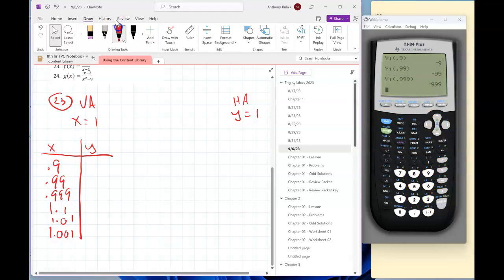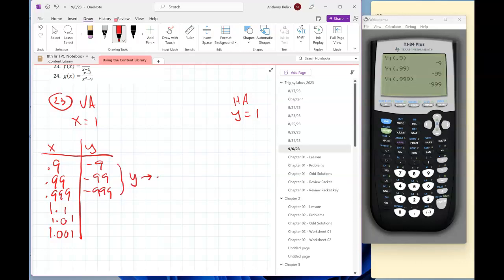So if I write those down in my table, -9, -99, -999. To me, it looks like these y values keep getting smaller and smaller without bound. So that tells me it's going to negative infinity.